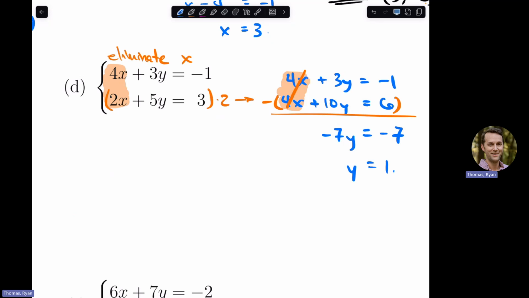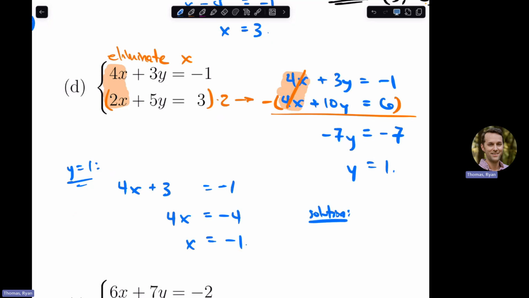And then we need to find the x that goes with it, so plug it back in somewhere. Looking at our options here, really none of them is any better than any other, so just plug it back in somewhere. If y is 1, then 4x plus 3 times 1 is negative 1. That's 4x plus 3, so 4x equals negative 4, so x is negative 1. And our solution is the point negative 1, 1. That's where those things intersect.